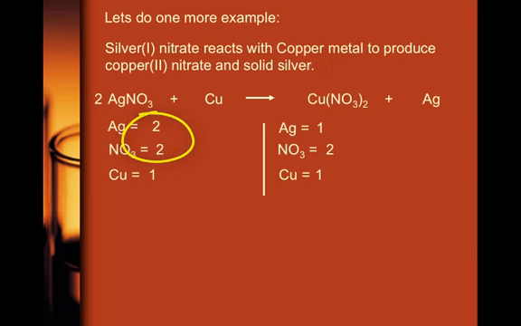Easy enough to fix this now. Go back to the right side where the silver is 1, and you can put a 2 in front of that silver, and that's going to change the silver count to 2, and now everything is balanced. So it's 2 silver nitrates plus 1 copper will produce a copper nitrate plus 2 silvers. And that would be your balanced equation. Then we're going to do one more.